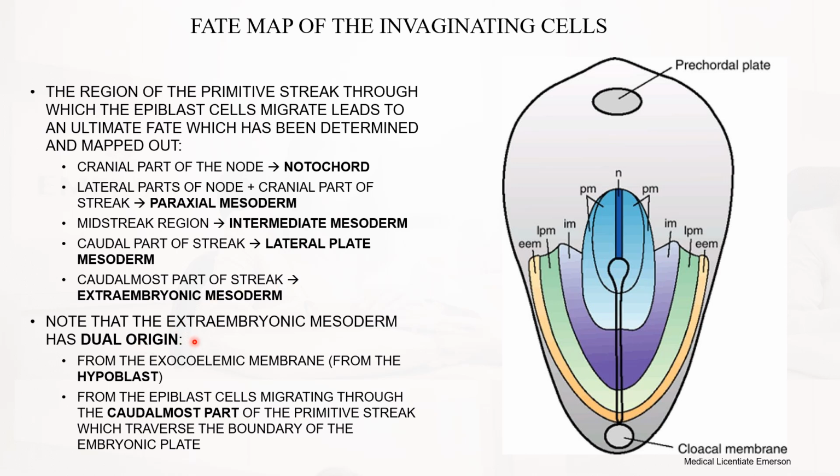Then you also have to note that the extraembryonic mesoderm has dual origin. One is from the exocoelomic membrane, which is from the hypoblast, and the other is from the epiblast cells migrating through the caudalmost part of the primitive streak, which traverse the boundary of the embryonic plate. So those are the two origins of the extraembryonic mesoderm. This is the fate map of the invaginating cells.